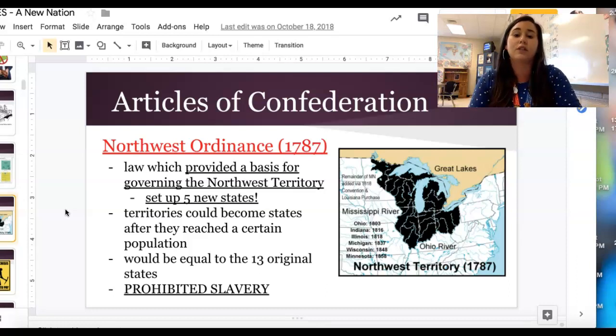The Northwest Ordinance also said that the newly added states would be equal to the 13 original states, that Ohio is not going to have less power just because they joined a little bit later than North Carolina.